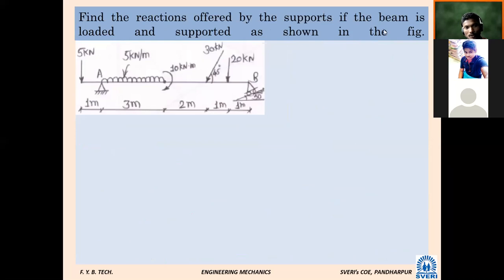So looking to the problem, who will read for me? Who will help me to read? Ganesh, 47 roll number, Lamkane Ganesh.